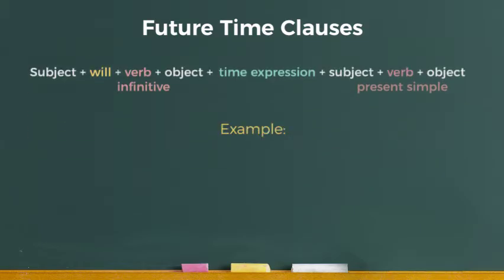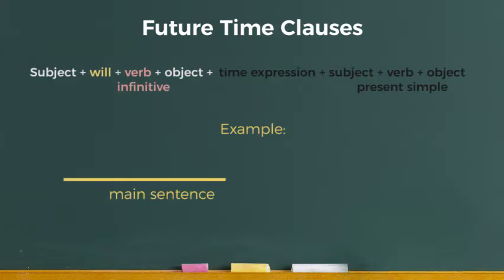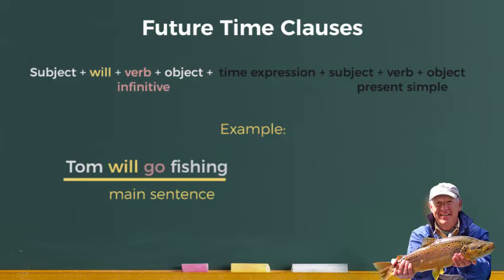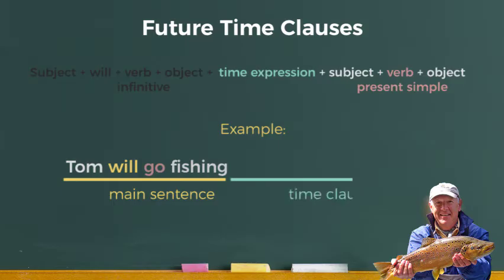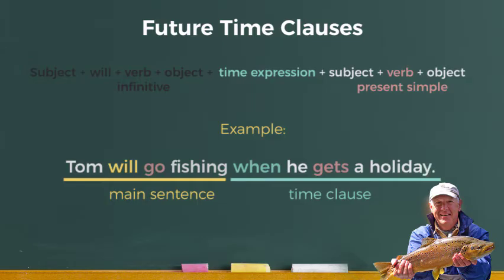Here's an example to illustrate what I have just said. Here is the main sentence. Tom will go fishing. And as you can see, the main verb is in the form of the future with will. Then we write the future time clause. This time clause will always start with a time phrase. In the example, the time phrase is when. Next, we write the subject, the verb in present simple. And in the last position is the object of the verb, a holiday.